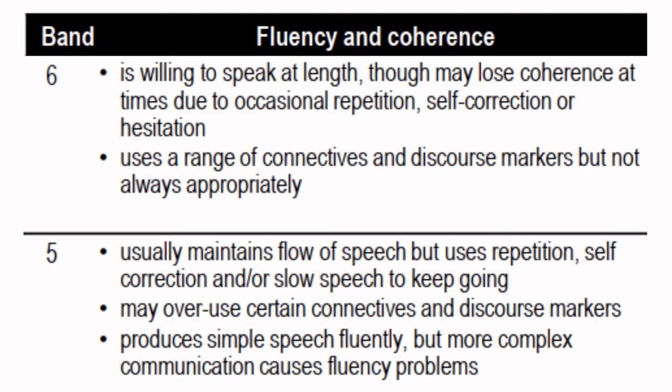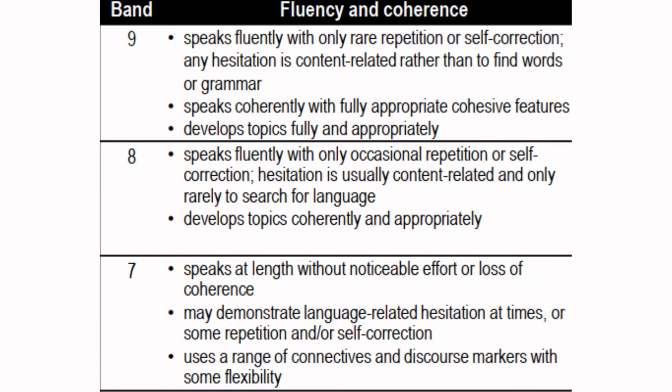For band 6, the candidate is willing to speak at length, although they may lose coherence at times. They use a range of connectives, but not always appropriately. For band 7, the candidate speaks at length without noticeable effort or loss of coherence. Now, for 8, they're able to speak fluently with only occasional repetitions, and they're also able to develop topics coherently and appropriately. For band 9, they do the same as band 8, but they are able to speak fluently with only rare repetitions.